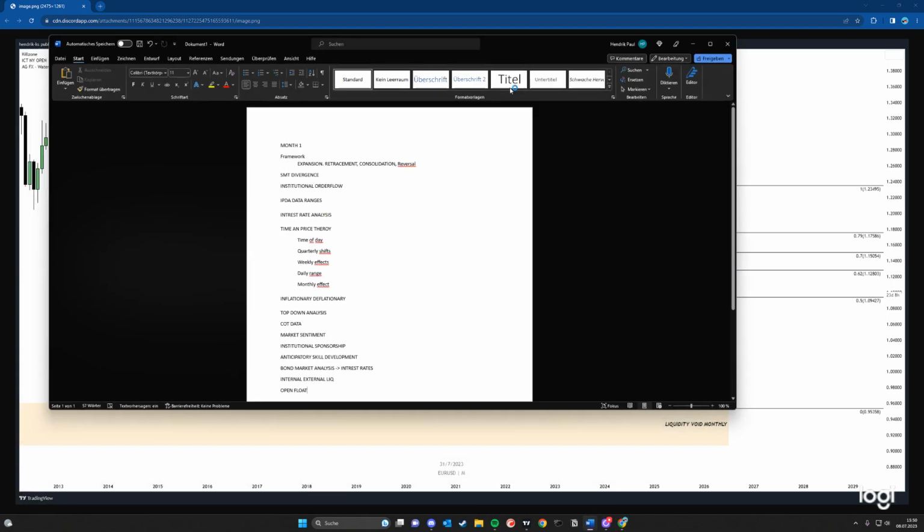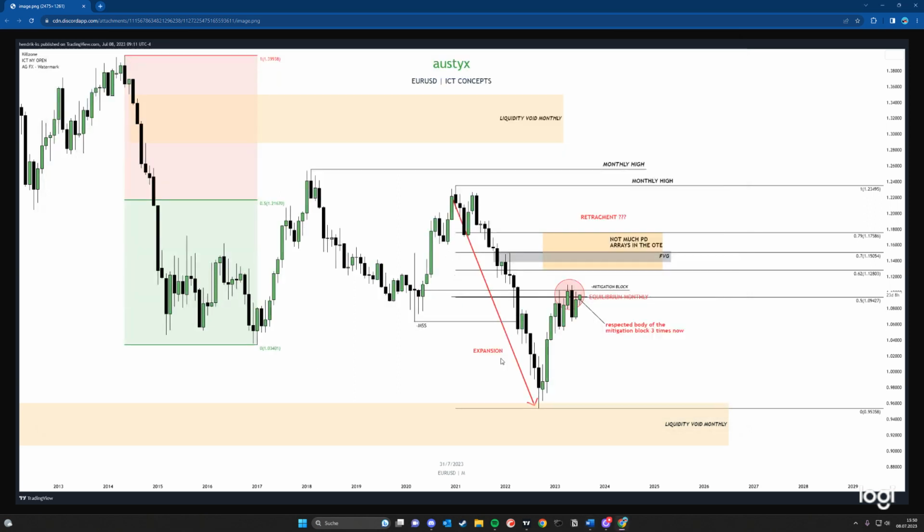So we have the institutional order flow, we have the data ranges, we have the framework which we have done. Top-down analysis, we'll basically do that right now. The institutional sponsorship, I just spoke about it. We have no real institutional sponsorship right here, which means the market makers aren't on the side of being bearish right now, I think, just because of the monthly chart. Of course, there's more, but yeah.